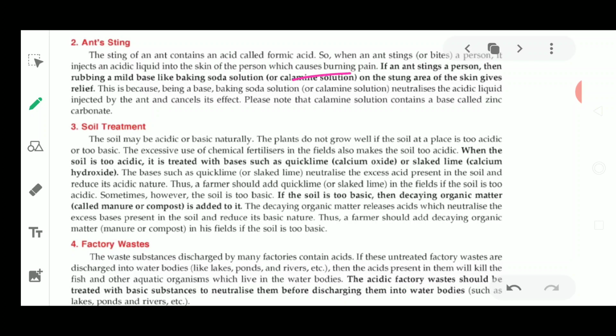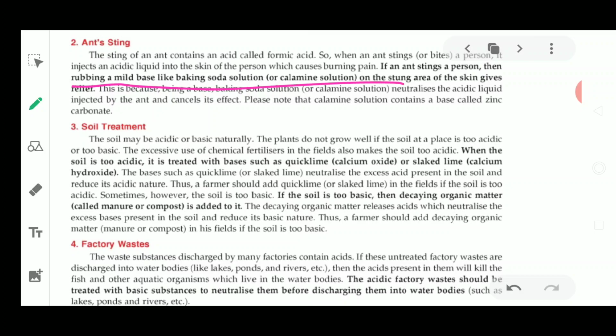Now if an ant stings a person, then what do you have to do? Acid is there, so you can neutralize it with the help of a base. The base which is present in your home is baking soda. You have to rub baking soda over it. As an ant stings a person, rubbing a mild base like baking soda solution or calamine solution on the stung area of the skin gives relief.